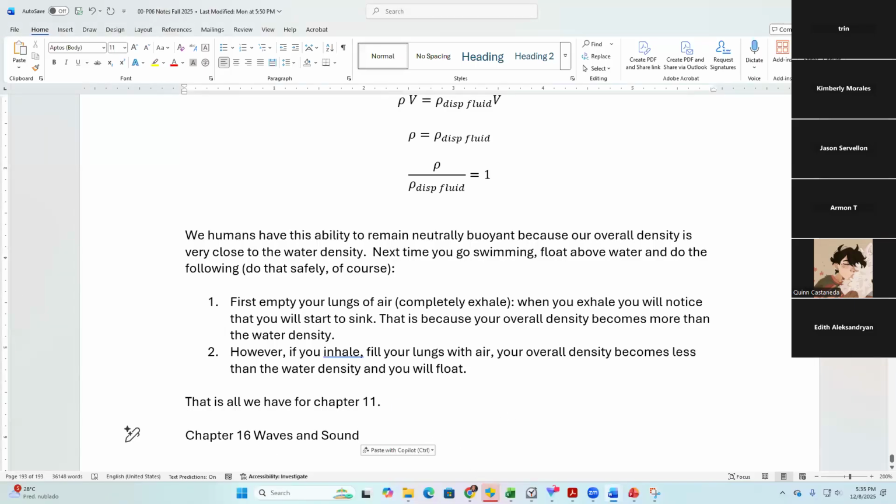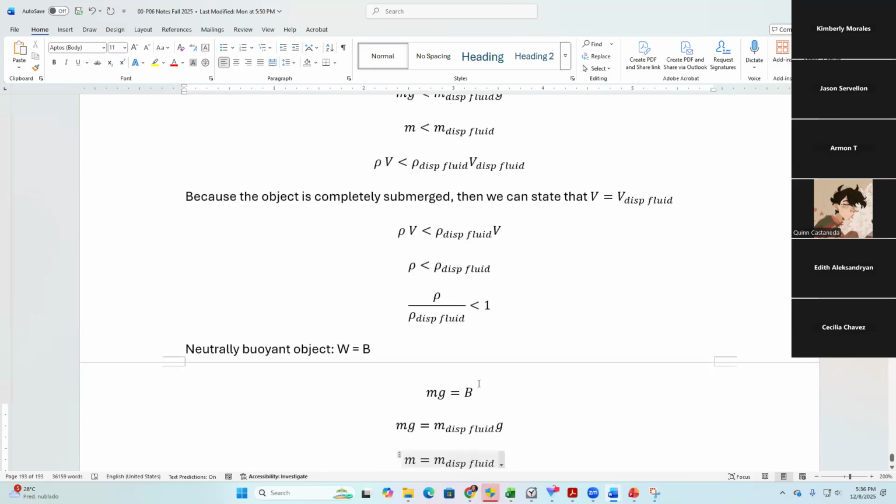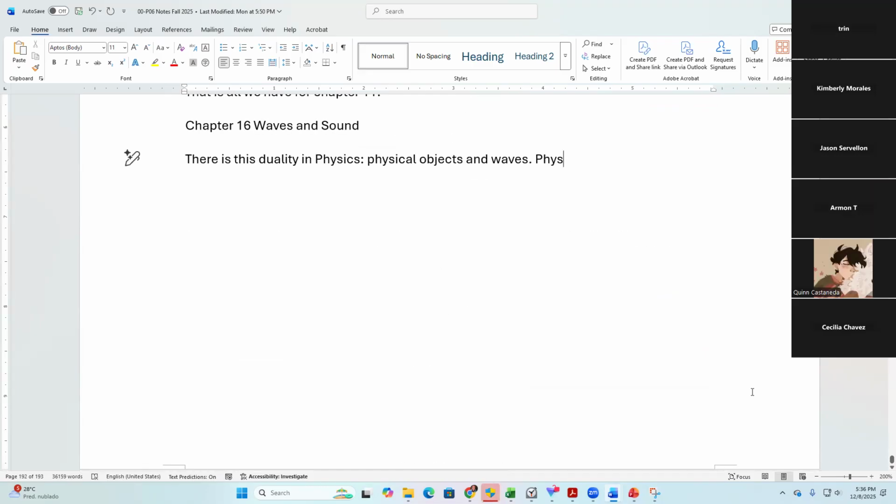There is this duality in physics: physical objects and waves. Physical objects, or particles, can be either a point particle or a rigid body. And waves.